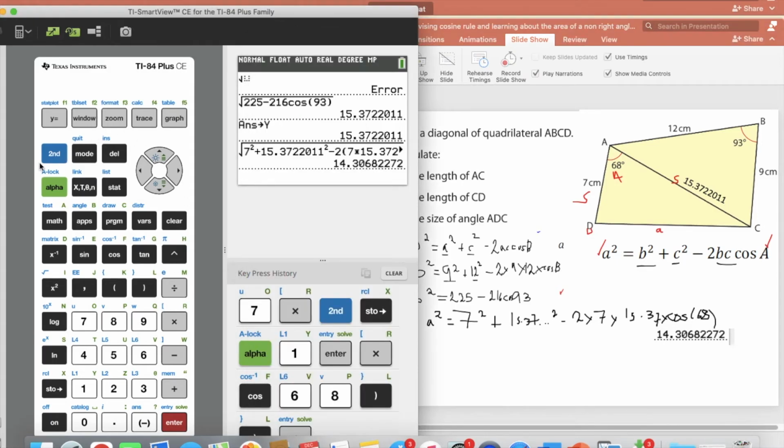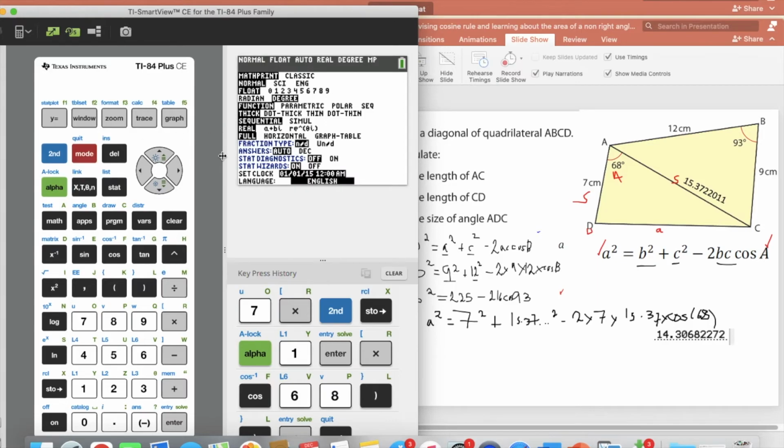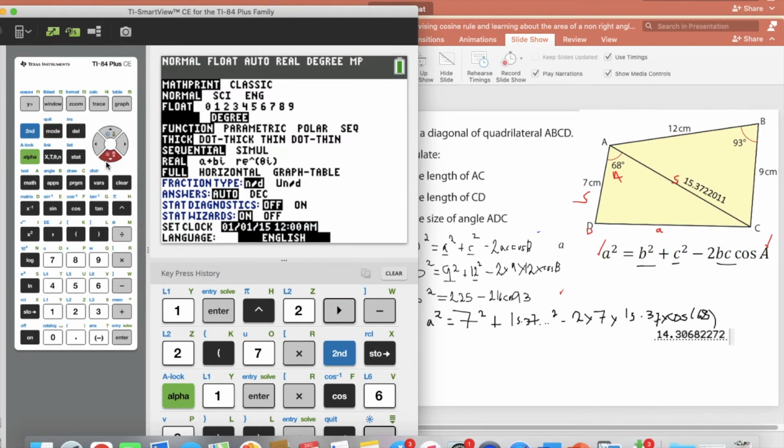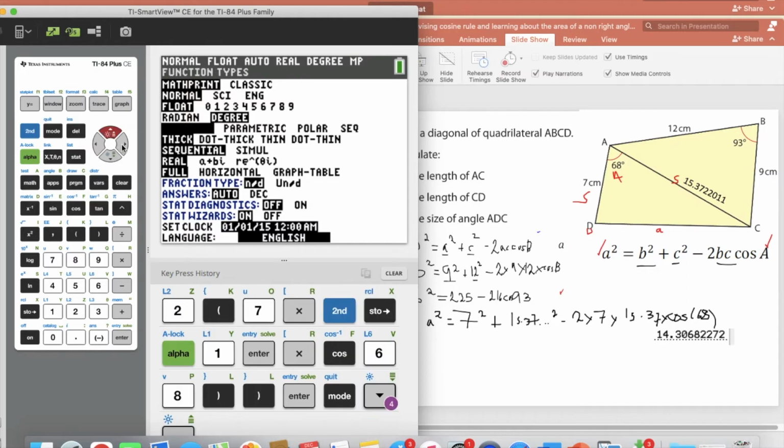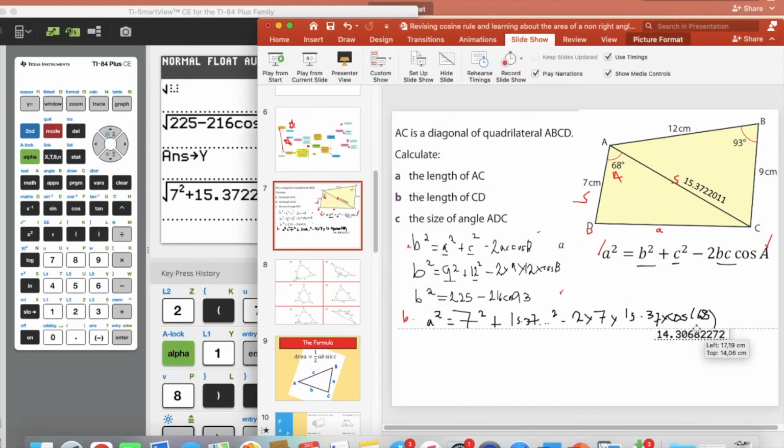14.3068272. But before you ever do any of these problems, you need to check the mode of the calculator. And what you need to check is that the mode of the calculator is on degree. In this course, we will not be using radians, so make sure you press enter for the degree. So this is the answer to part B.